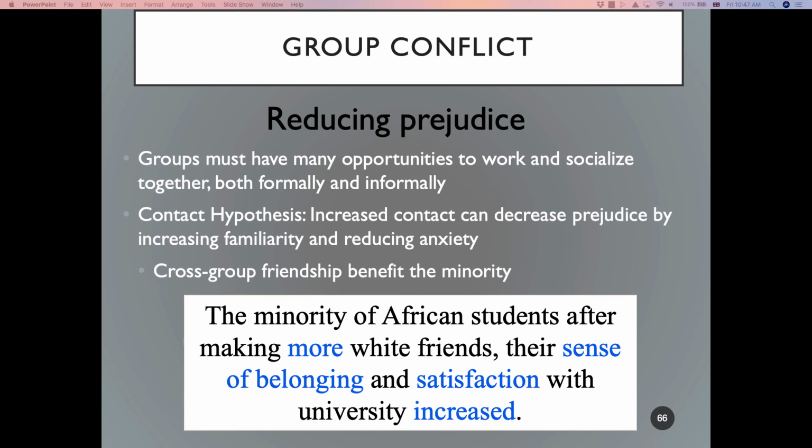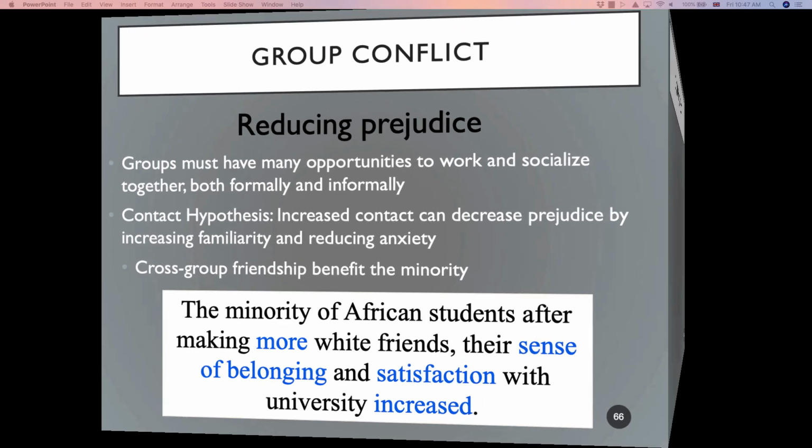There was some wonderful research looking at African students. Black African students, after making more white friends, their sense of belonging to that group, that satisfaction in university increased. You can break down barriers. If you can understand what it is that the other group does, if you can be less anxious about the other group, it reduces the prejudice.